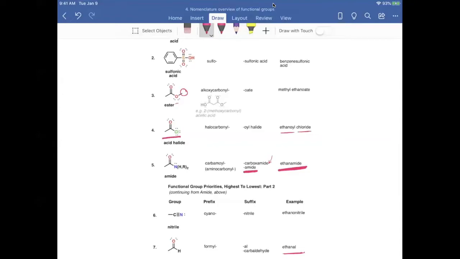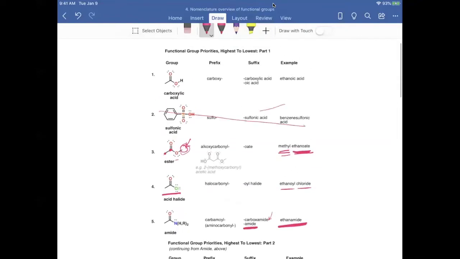So in this case, because we have 2 carbons here, that's ethane. So it's going to be ethanoate. And then because this is a methyl group right here, we're going to put methyl in front. So the formal name for that ester is going to be methyl ethanoate. So methyl comes from the group that's on the oxygen, and ethanoate comes from the fact that there's 2 carbons here. We do not have to name sulfonic acid.